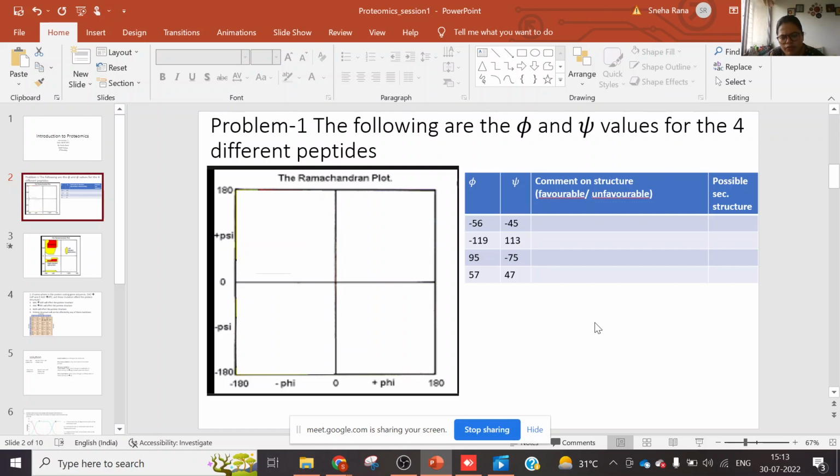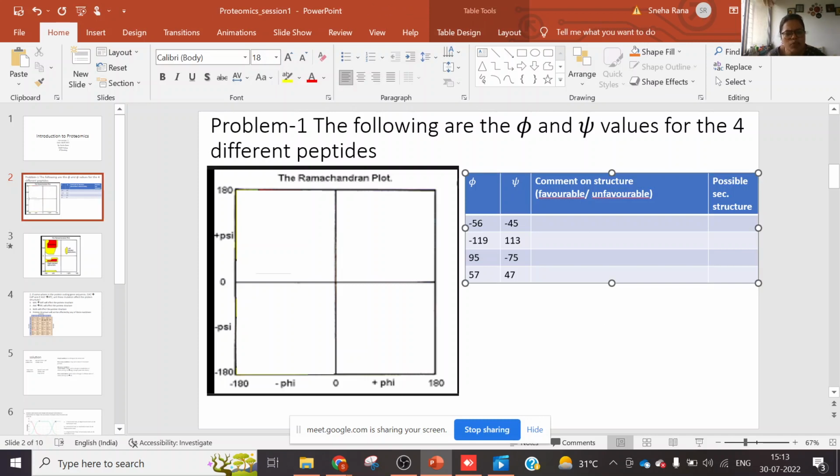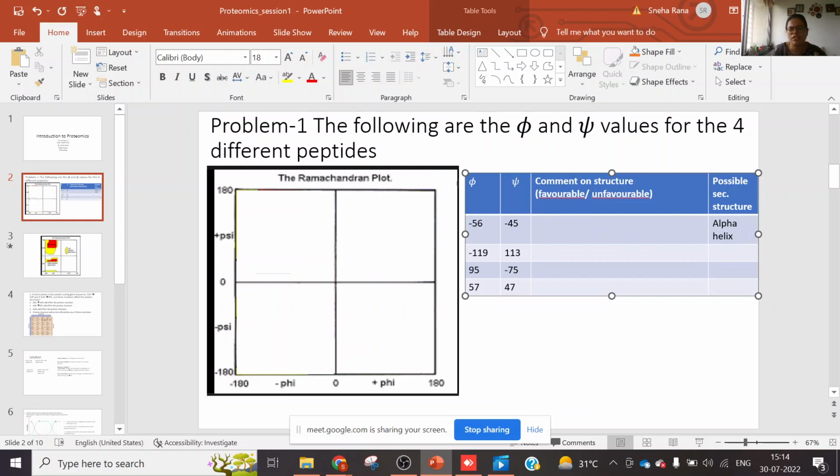that falls on the lower left quadrant. Will this structure be favorable or not? First comment on that. I think it's going to be favorable because it falls on the lower left quadrant, which is the accepted alpha helix region. So you think it is possibly an alpha helix. Yeah. Definitely it's favorable.